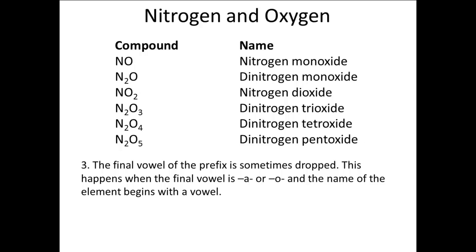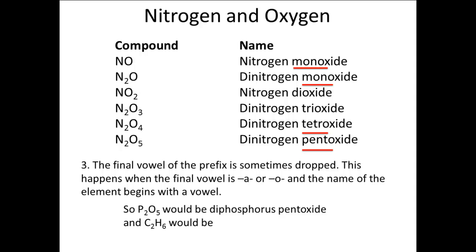The third thing to notice is that the ending of the prefix is sometimes dropped when the name of the element begins with a vowel, mostly oxygen. So the compound P2O5 would be called diphosphorus pentoxide, and the compound C2H6 would be called dicarbon hexahydride.